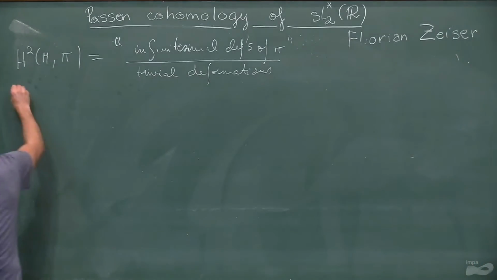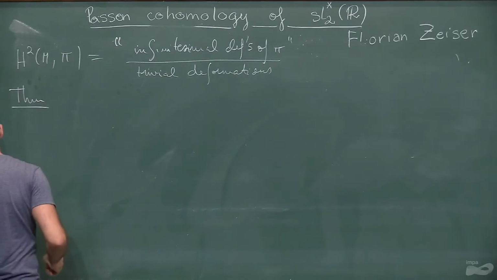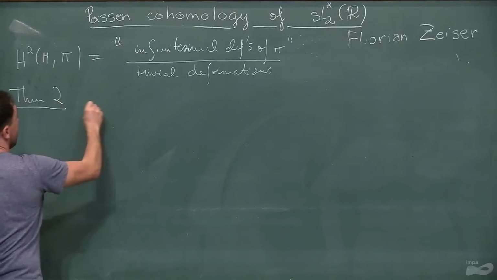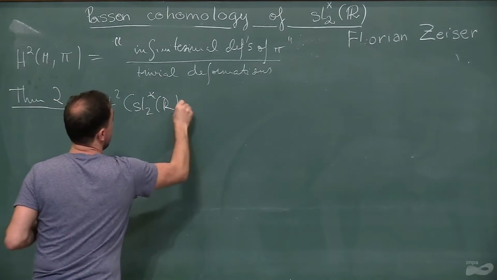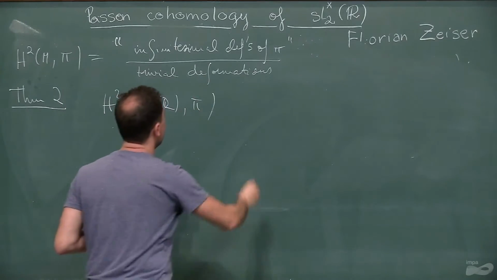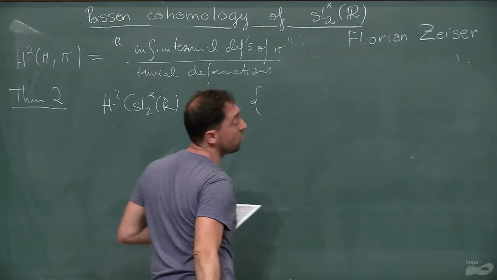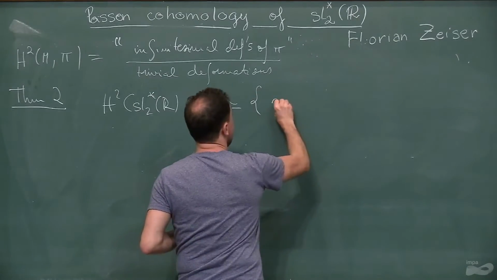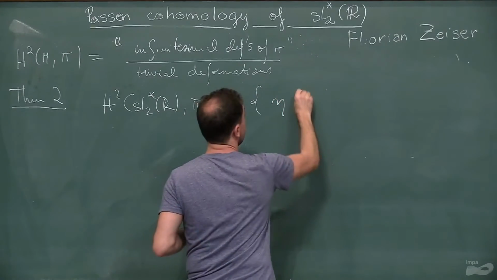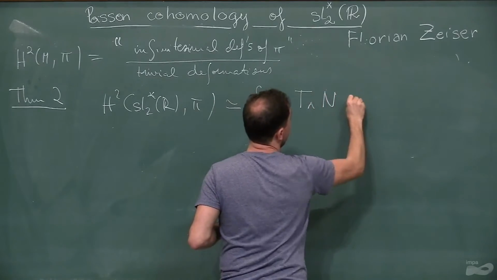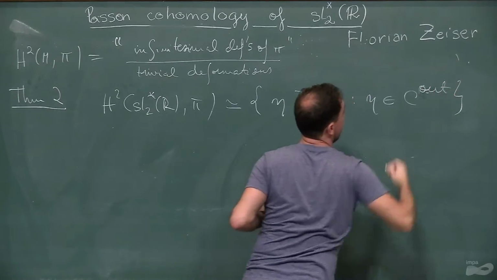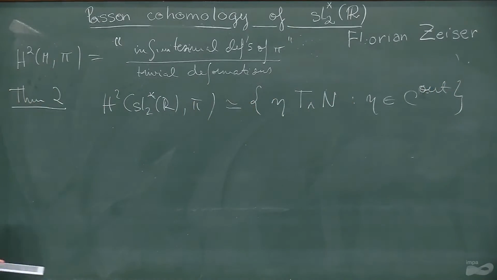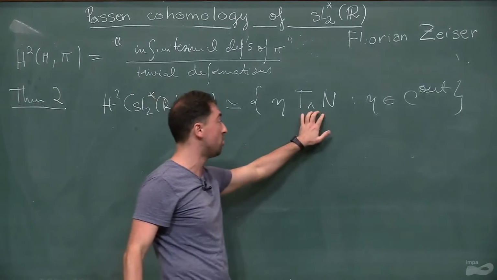So for SL2R, we have that H2 of pi is given by the following elements. So it's eta T wedge N, where eta is one of these Casimirs, which is supported outside. So every class here can be uniquely represented like this.